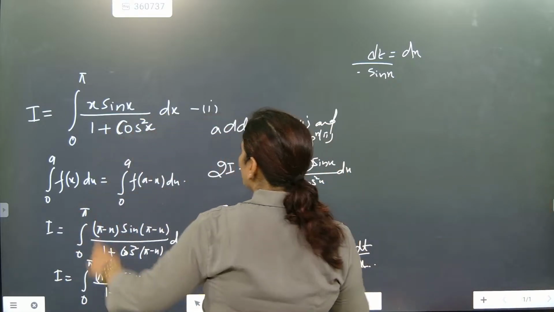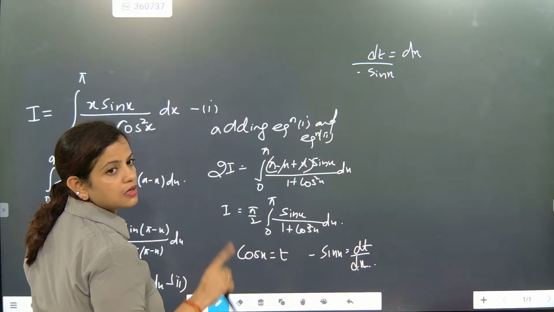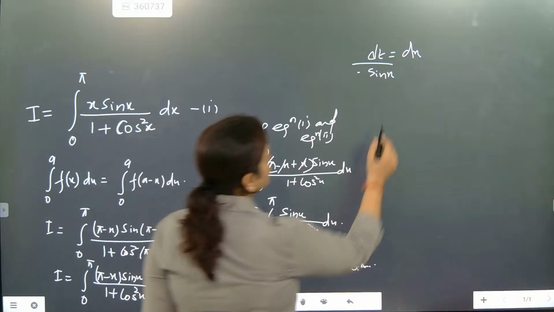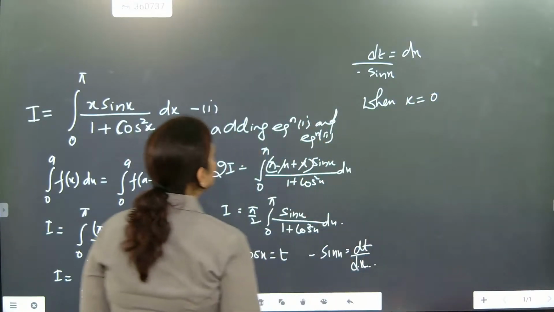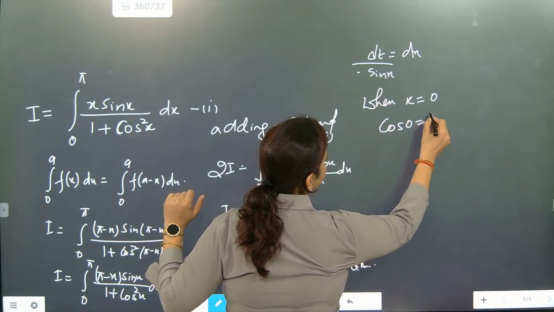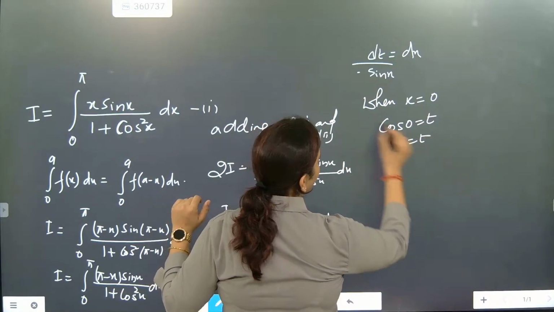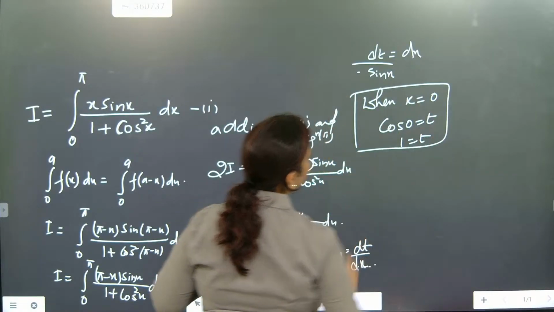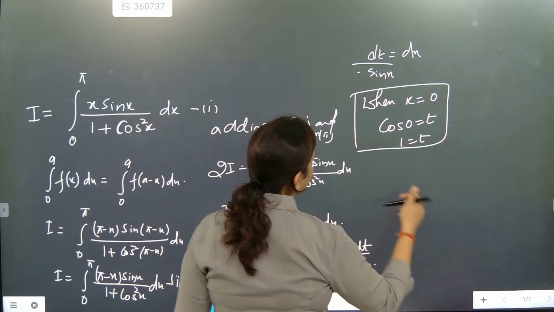Now look here. Lower limit and upper limit shall be applied. Cos of 0 is 1. So when the lower limit x is equal to 0, directly cos 0 is equal to t because t is cos x. So t is equal to 1. This is the lower limit. Now the lower limit changed as t is equal to 1. What about the upper limit, can you tell?